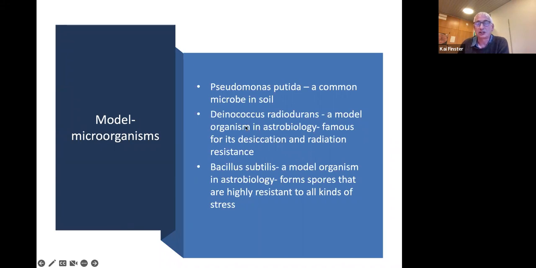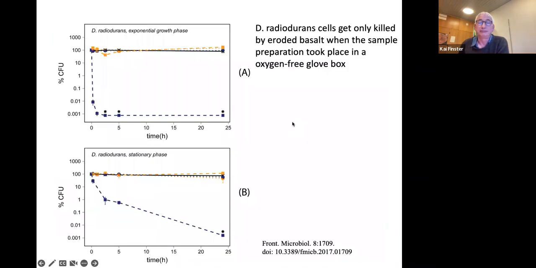Now I show you only a single example of the results that we got, and this was with Deinococcus radiodurans. Here you can see two different graphs on the left side of the slide. This one was Deinococcus radiodurans cultured, with cells harvested in exponential phase, and this was Deinococcus radiodurans cells harvested in stationary phase.